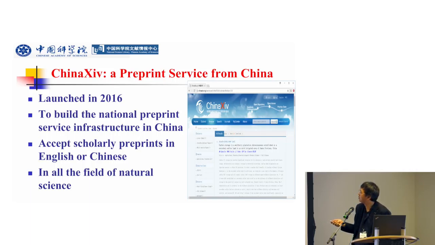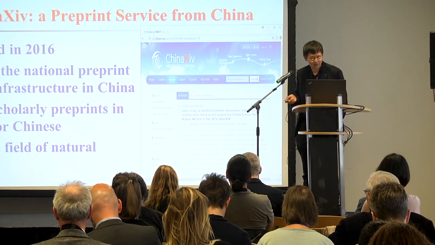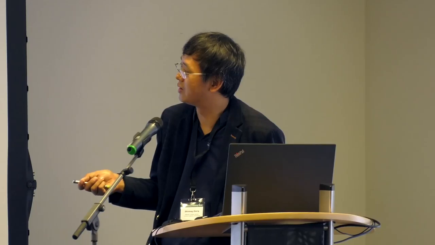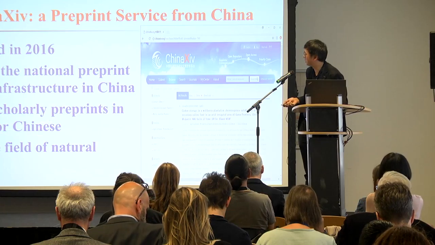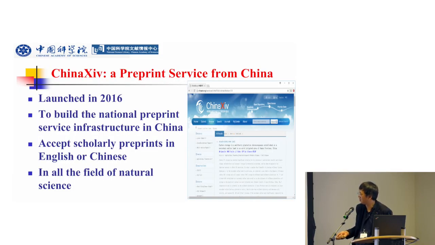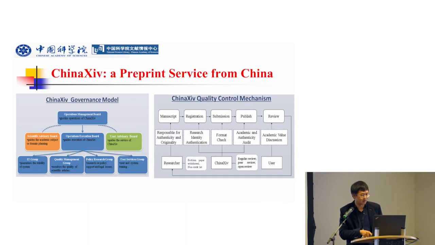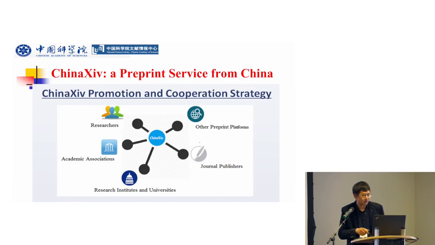The last one is ChinaXiv. We have learned a lot from arXiv at Cornell University. It launched in 2016, trying to build a national preprint service infrastructure in China. We accept scholarly preprints in English or Chinese, in many fields of natural science. We learn from arXiv: we have a governance model and a quality control mechanism. We also do promotion and cooperation with research academic associations, research institutes, universities, journal publishers and other platforms.